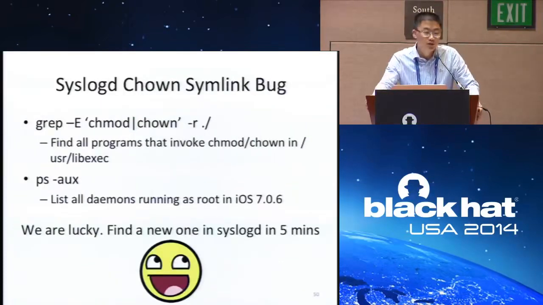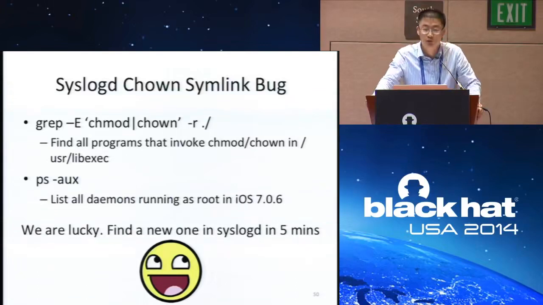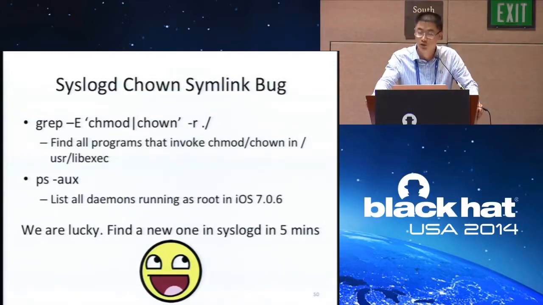And because the symbolic link vulnerability in crash housekeeping has been fixed, our idea is, can we find some similar vulnerabilities? What we did is very simple. We just run 2 commands. First, we grep chown and chmod under the system on iOS 7.0.6. And we did find a number of programs that use these 2 APIs. To simplify the task, we also list all the daemons running as root, and we only analyze these programs.